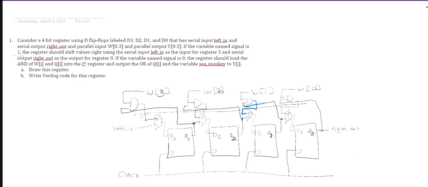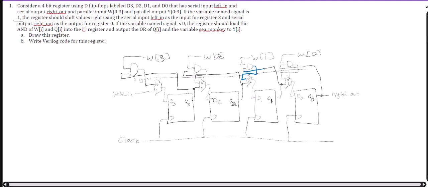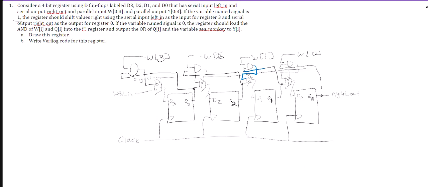And then it says for the output, it'll be the OR of QI and the variable CMonkey. I couldn't come up with a variable name, and I was looking at these little sea monkeys, the little brine shrimp I have here on my desk. Now it ends up that it'll always output this the way I'm going to do it. Doesn't really depend on the signal being 0.